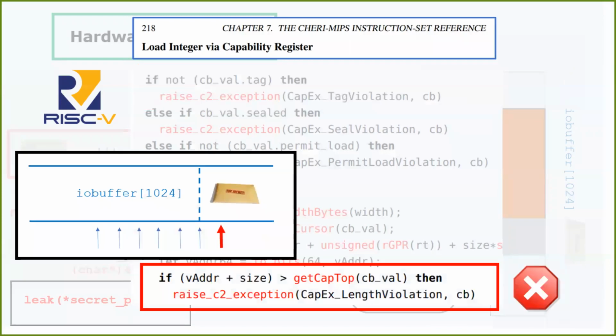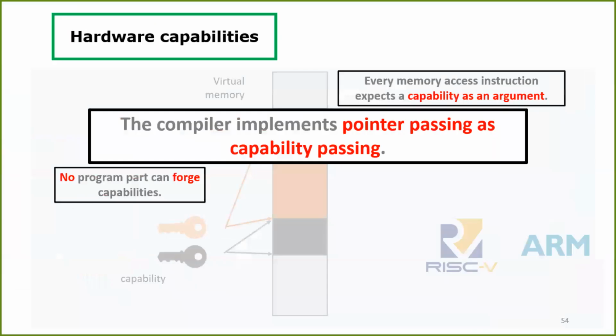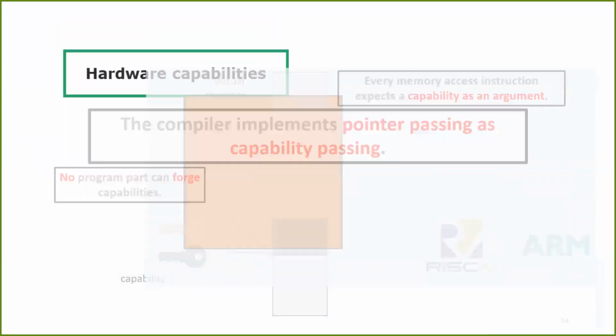Similarly, a length violation exception will also be raised in case the well-intentioned but buggy library attempts to access the secret through an off-by-one error. Hopefully now the benefit of compiling to hardware capabilities is clear. Capabilities can be passed at runtime, just like pointers, and the lack of capability ownership implies memory isolation. Next, I'll talk about Trickle.